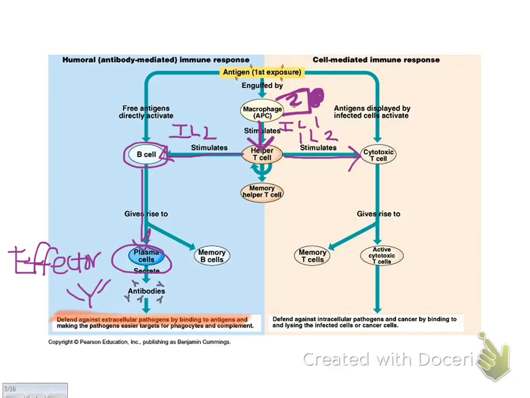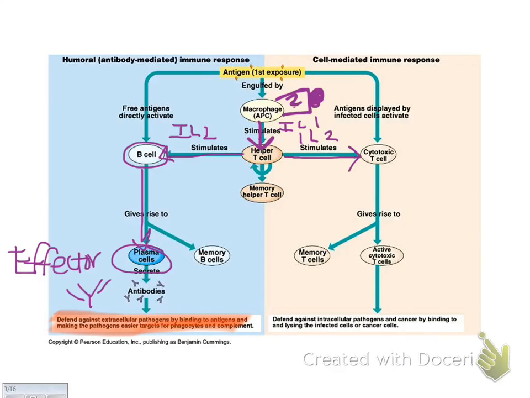Somebody tell me, what's an extracellular pathogen? It's a pathogen not inside the cell. So that's all it's saying. B cells bind to pathogens not inside the cell. They're extracellular. And it says, and making the pathogen an easier target for the phagocyte. So all it does is the antibody attaches to the pathogen so that it's easier to identify for the phagocyte. So they just wrote it a little differently.